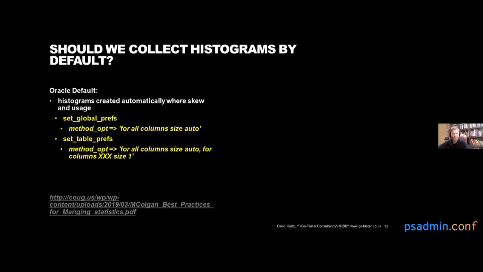Should we collect histograms by default? This is tricky. DBAs argue this one endlessly. By default, the Oracle behavior is it collects histograms automatically on the basis of skew and usage. So it looks at the skew of the data in a column, and it will also say, how often are you using it for a predicate? It's something that's tracked with table monitoring. So by default, it's for all columns size auto.